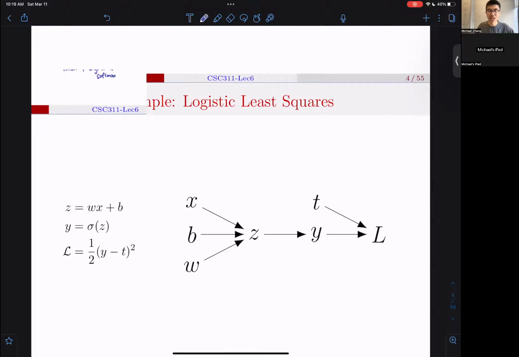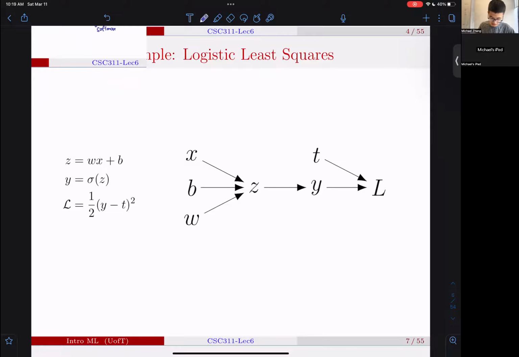So as a motivation, we'll consider a simpler problem first, where we define a linear function of the parameters. So this is a linear function. We apply a sigmoid. And in this case, presumably our targets are between 0 and 1, which is why we apply the sigmoid. And our goal is to do a regression task. So we have this loss, which is 1/2 (y minus t) squared. So you might call this the logistic least squares problem.